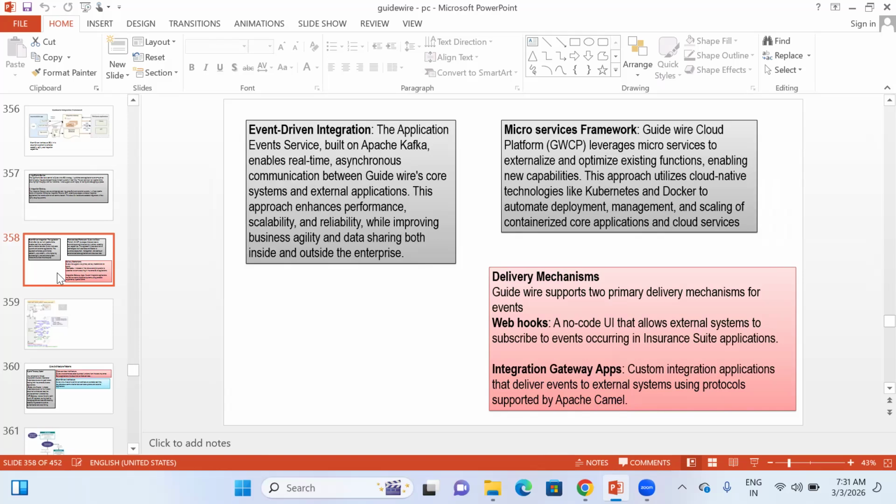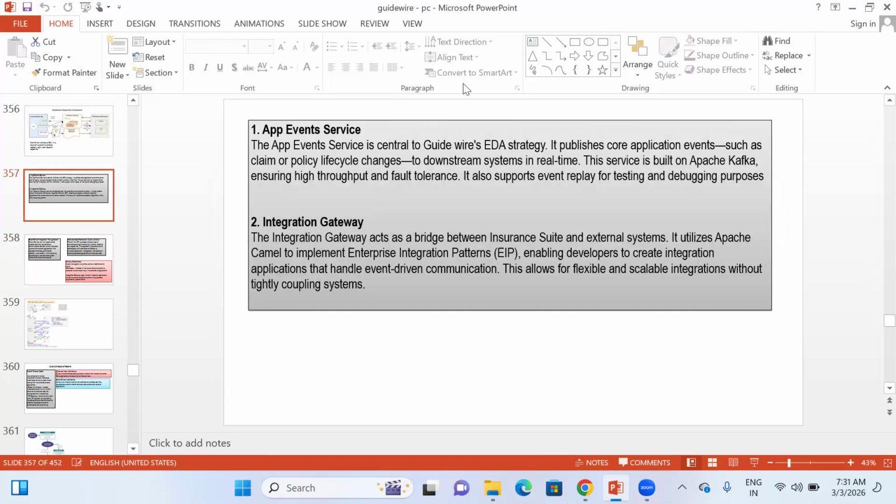So these are the major elements from the Guidewire architecture point of view. One must be good with them.